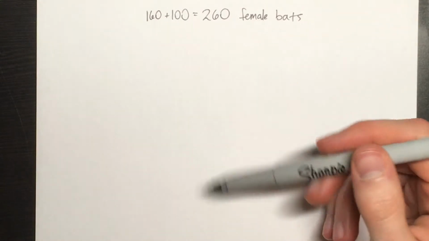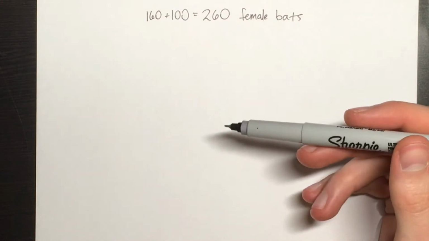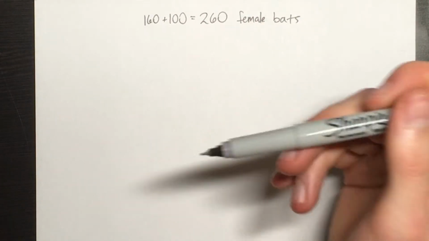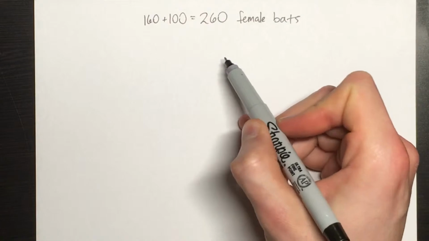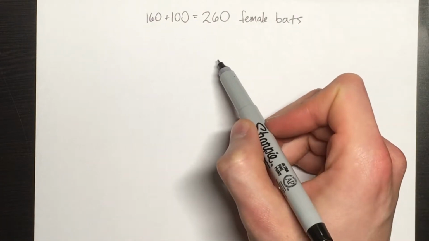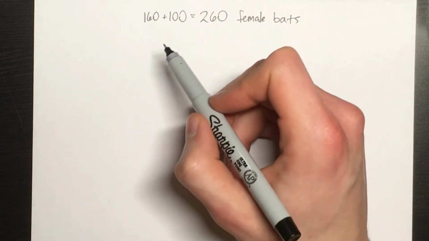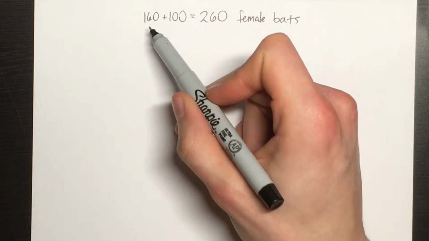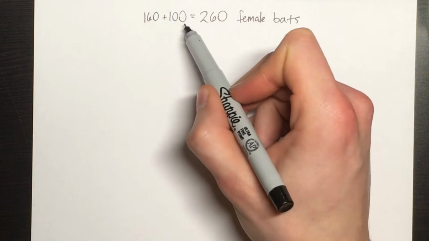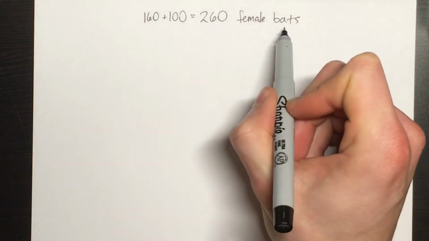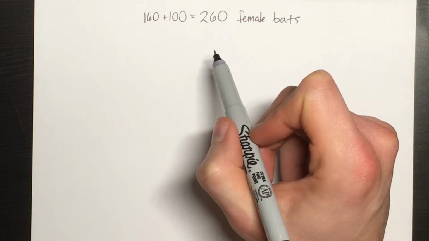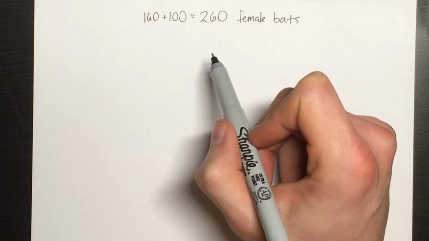So in this problem, we're going to try to set up some kind of linear equation based on a word problem. And as in most of these cases, just setting up the equation is the hardest part. Solving it is pretty easy. So we're told that 160 female bats have been tagged already, and if 100 more are tagged, so 260 total female bats, how many more male bats must be tagged so that 3/5 of the total number are male?